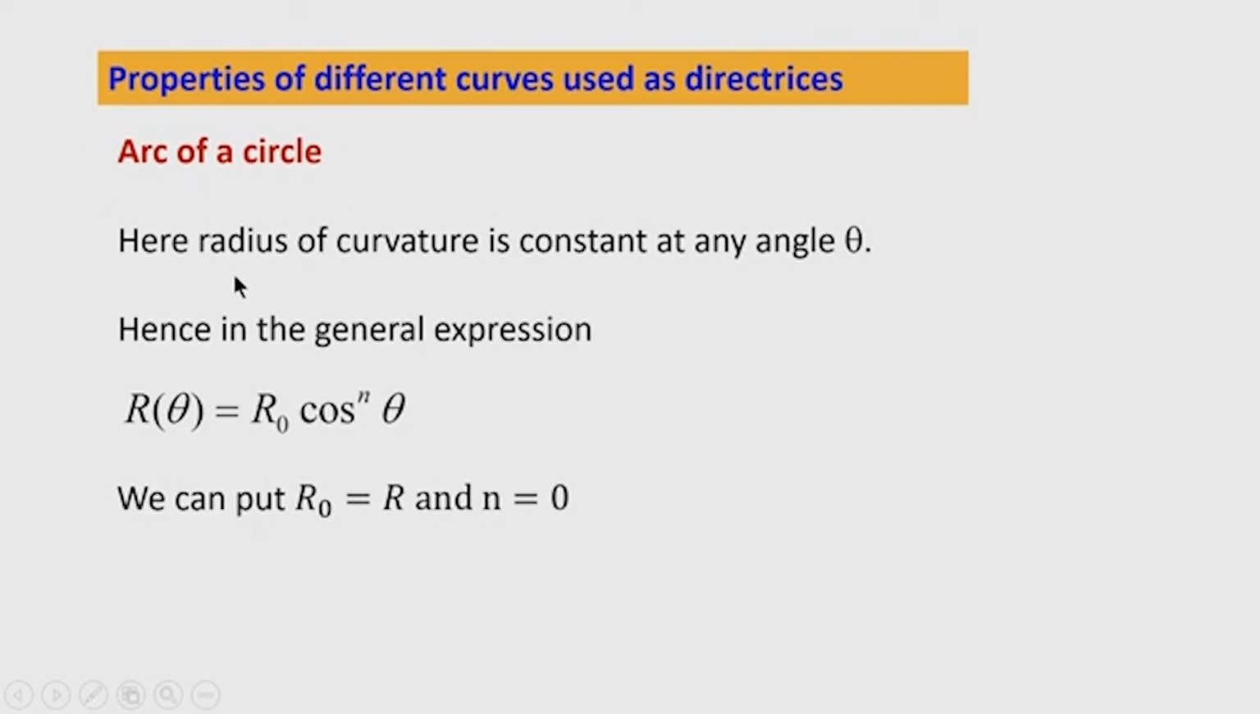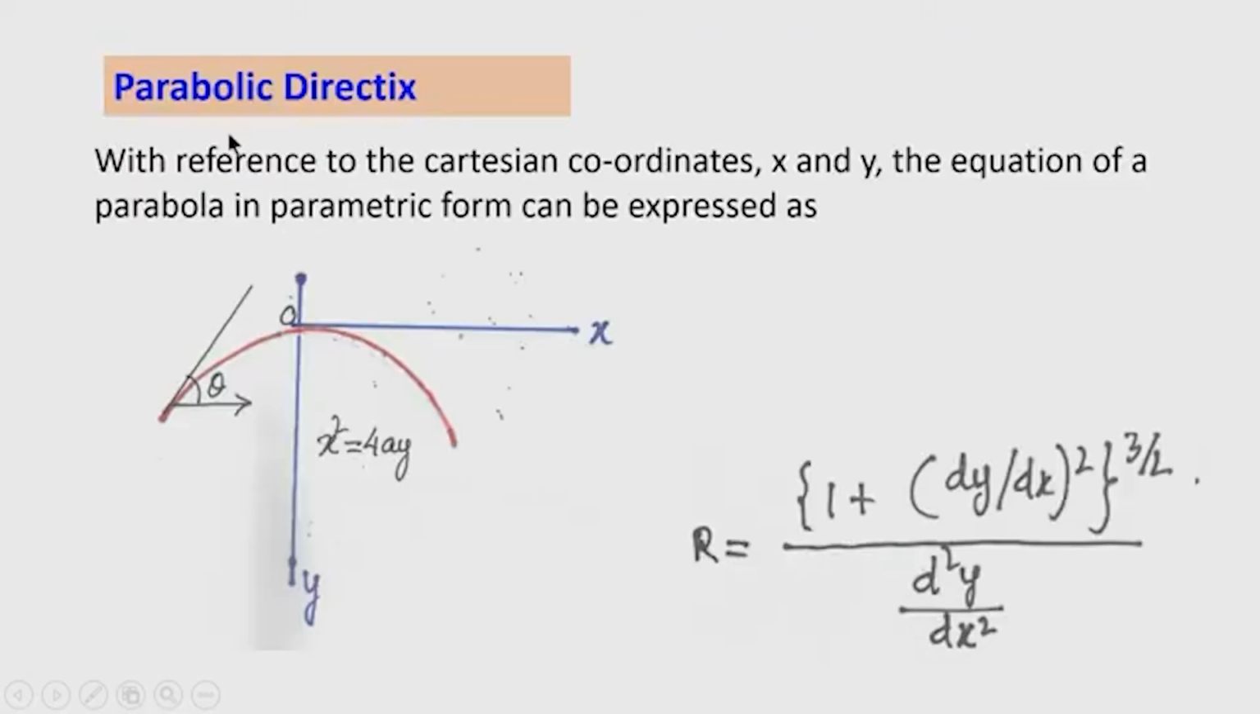So, circular cylinder is very common in application, and here you can see the radius of the curvature is constant at any angle theta. So, therefore, r is equal to r naught equal to r. So, r is constant everywhere along the circular directrix, and n is 0, because r should be equal to r naught or r, a constant quantity. So, this term should be 1. So, it is possible only when n is 0. Okay.